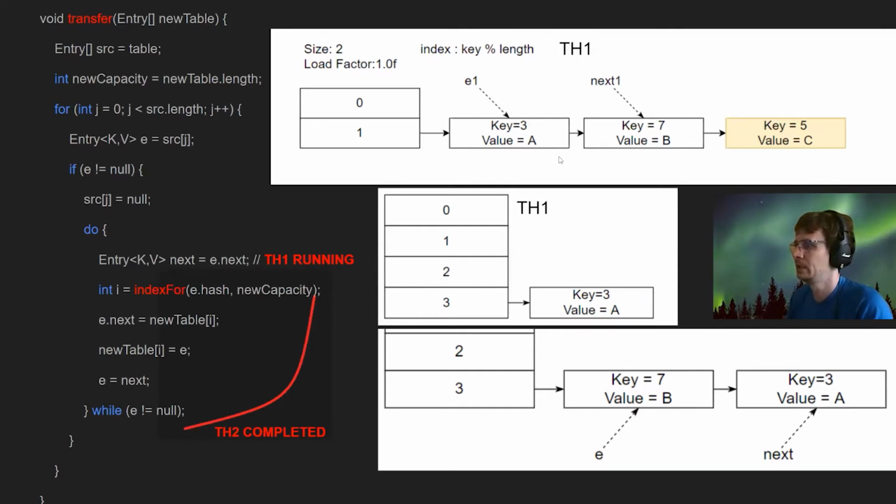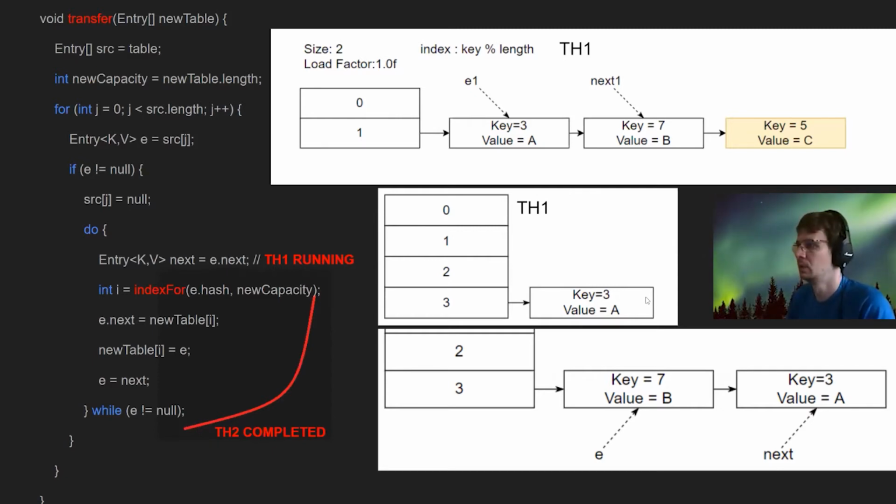So firstly, TH1 will take the E1 with key 3, and we are calculating the new index. We are switching the E-next. We are destroying the reference to the next from the E-next. Next is stored here. So we are putting this element from the head to the new table. It is a completely new table, as I showcased in the resize method. So we have here the first element transferred.